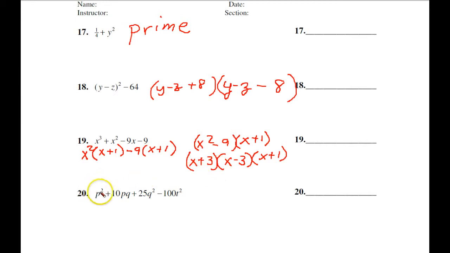Now, this one, before we go on, I'll pause it to do it, but notice if you put a parenthesis right there, I don't know if you noticed, but this is a perfect square trinomial that will factor into p plus 5q, the quantity squared, minus 100t squared.